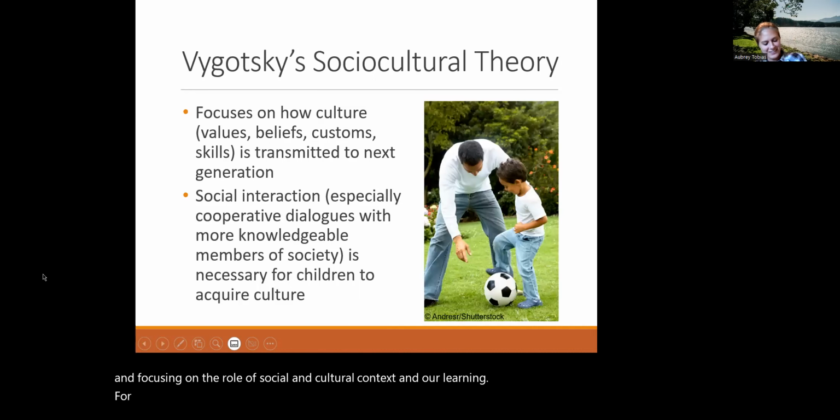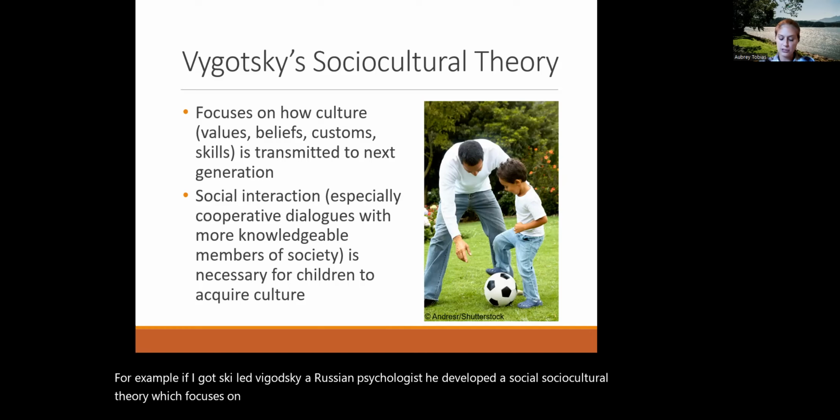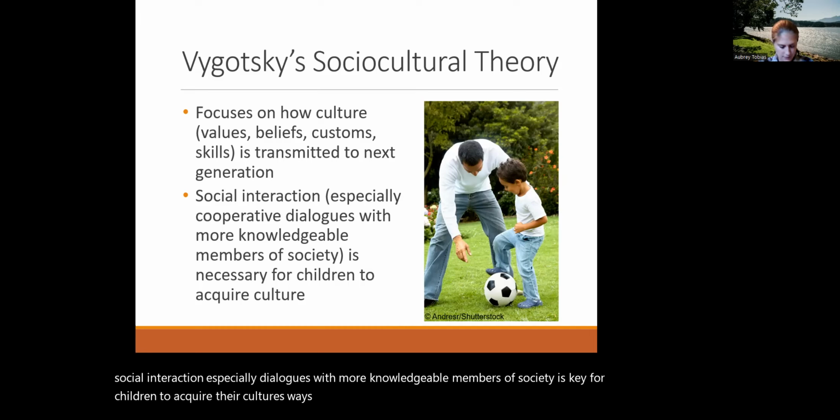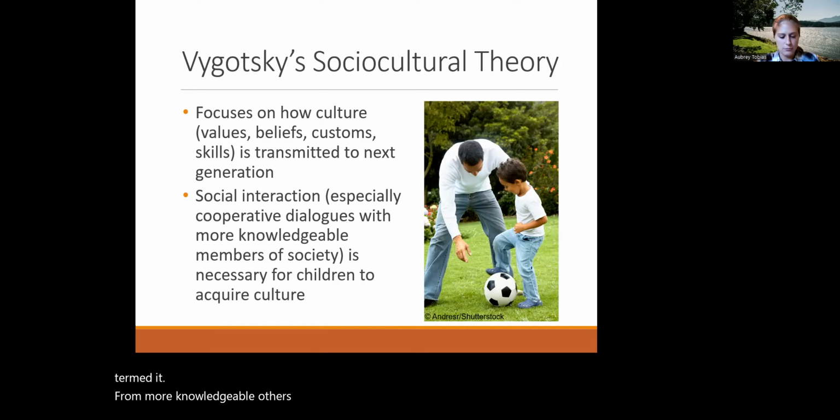For example, Vygotsky. Lev Vygotsky, a Russian psychologist, developed a sociocultural theory, which focuses on how culture is transmitted to the next generation. He believed that social interaction, especially dialogues with more knowledgeable members of society, is key for children to acquire their culture's ways of thinking and behaving. Like Piaget, Vygotsky saw children as active, constructive beings, but he also viewed cognitive development as a socially mediated process, dependent upon support or scaffolding, as he termed it, from more knowledgeable others, particularly adults, but also more expert peers in teaching another.